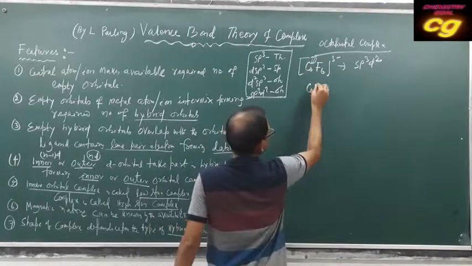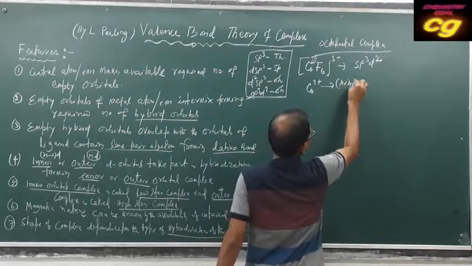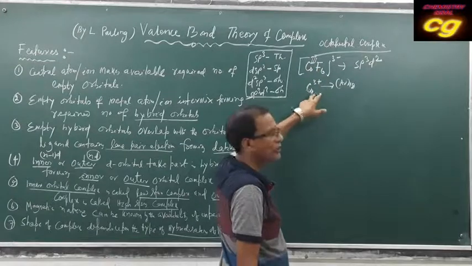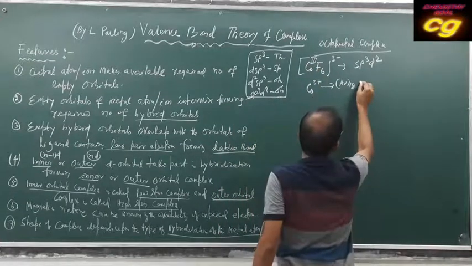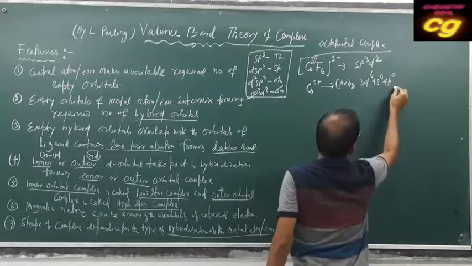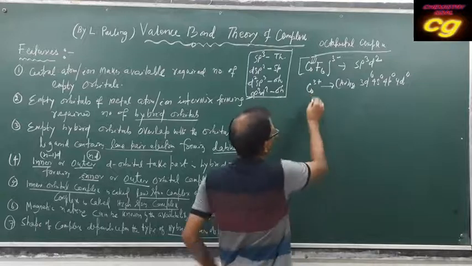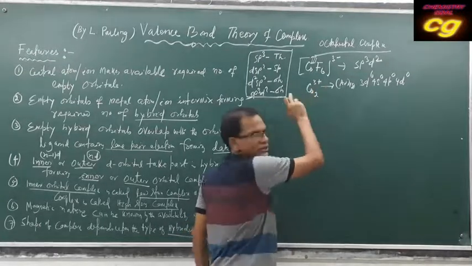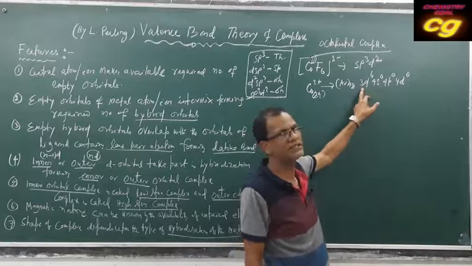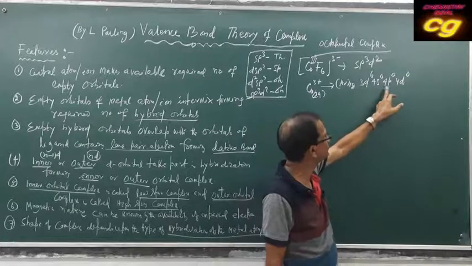So for Co3+, the configuration: argon 18, then cobalt is 3d7 4s2. Here 3 electrons are already lost, so 3d7 4s2 becomes 3d6 4s0 4p0 4d0, all zero, because cobalt is 27. Now 3 electrons are already lost, so that is 24. Cobalt is 3d7 4s2, then 3 electrons are lost, 2 from s and 1 from d, that is 3d6 4s0 4p0 4d0.